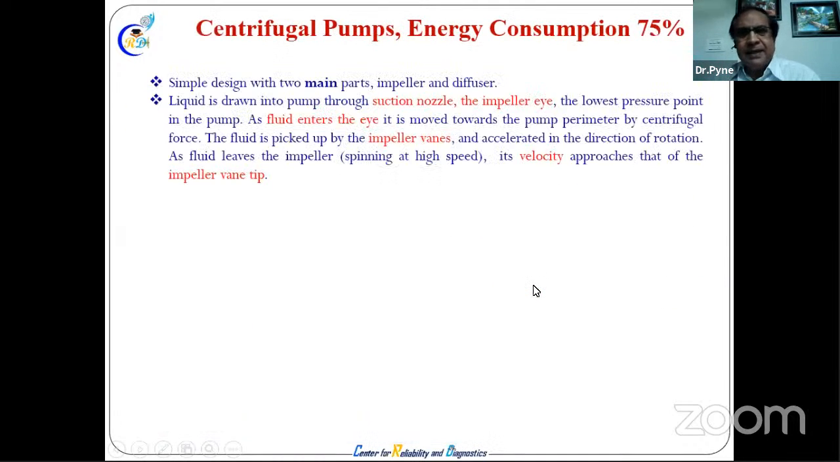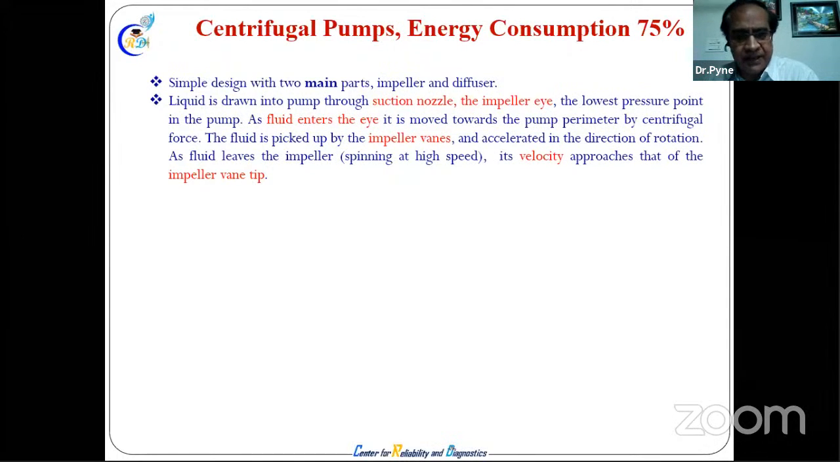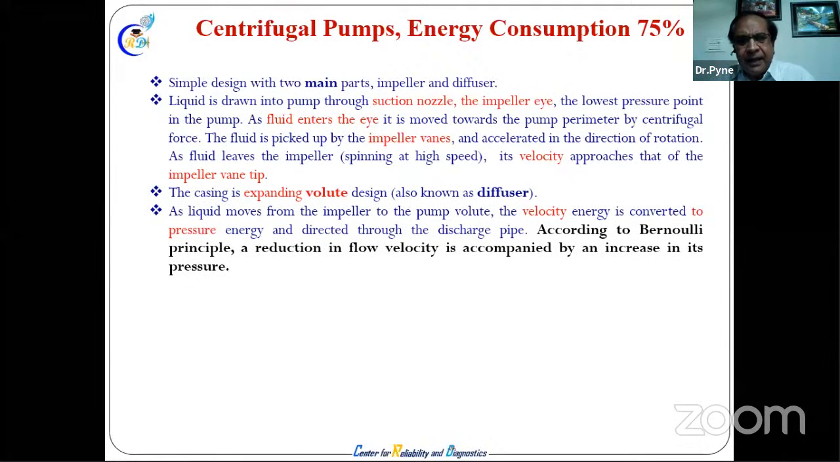In centrifugal pumps, energy consumption itself is 75%. That's why people talk more about reliability and maintenance issues on centrifugal pumps. The main issues here are the pump impeller, nozzle, and impeller eye. These 2-3 parts should be taken into account in maintenance. So in a centrifugal pump, how it works: water comes in at the impeller eye at low pressure, and you get more pressure as it is pushed out of the pump.